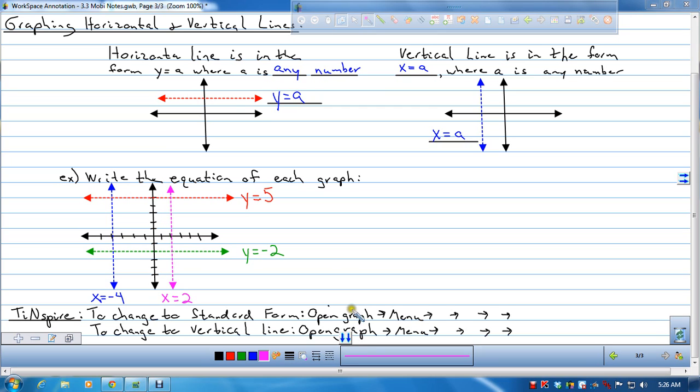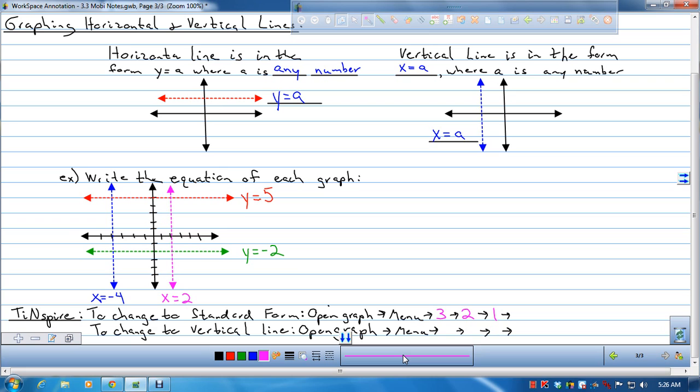And how you do that is you open up the graph, and once you have a graph open, you can hit the menu button. Then after you hit menu, you get a list, and you'll see a number 3 that says graph entry edit. That will give you another list. Let me follow along here so I don't mislead you. Then you will need to choose the number 2, which says equation, and then you will choose 1, which says line.